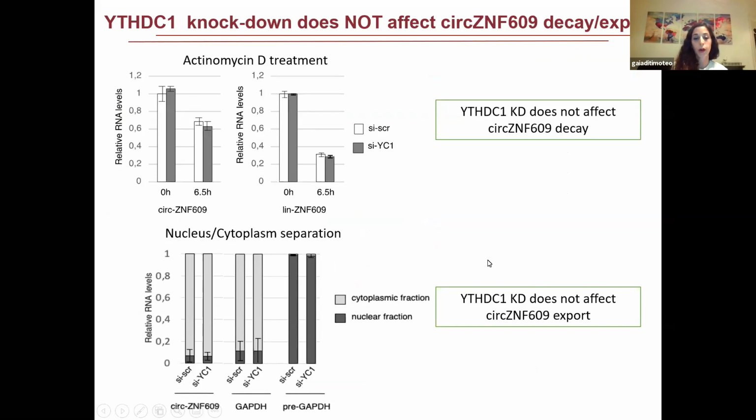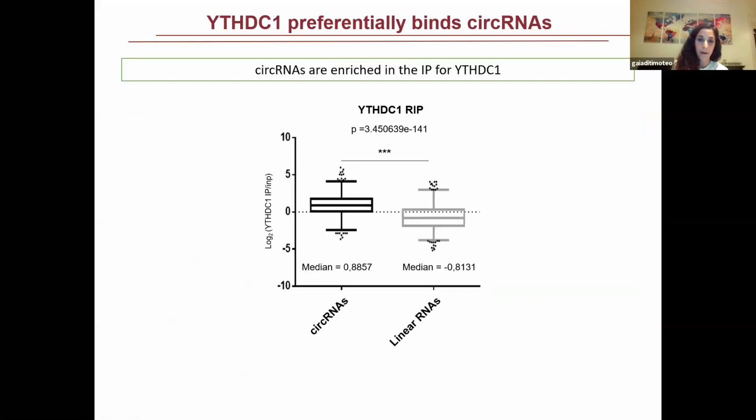While we were carrying out our experiments, a paper came out describing YTHDC1 as an export factor for circRNAs. We also verified that there weren't problems of localization of the circRNA upon YTHDC1 knockdown, and there isn't. We analyzed previously published data of YTHDC1 RIP, and we found out that circRNAs are more enriched than their linear counterpart in the IP fraction.